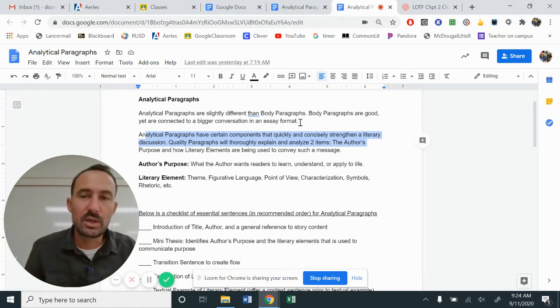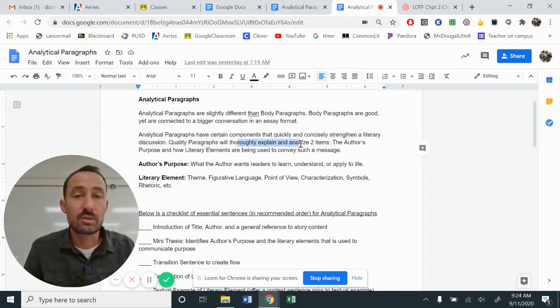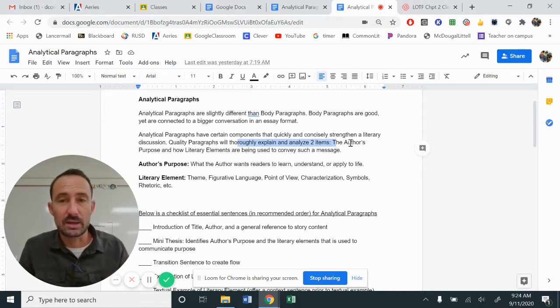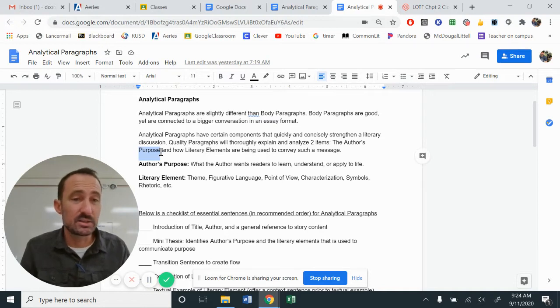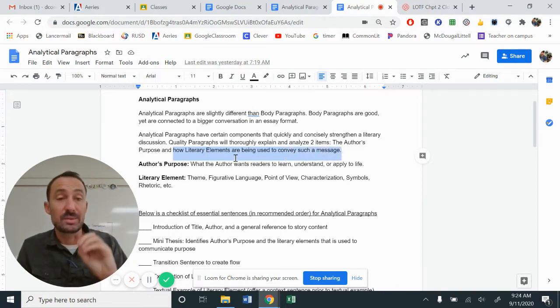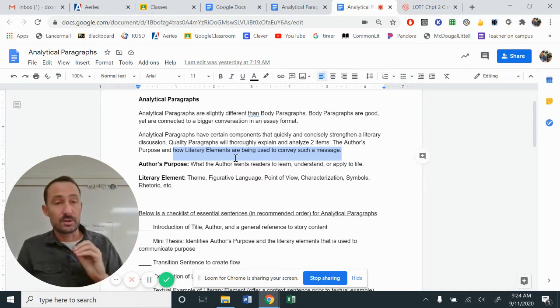Analytical paragraphs have certain components that quickly and concisely strengthen the literary discussion. Quality paragraphs will be thorough, explaining and analyzing 2 things. We want to look for 2 items. What's the author's purpose? What is our author trying to tell us? And how do the literary elements help convey that author's purpose, that author's message?